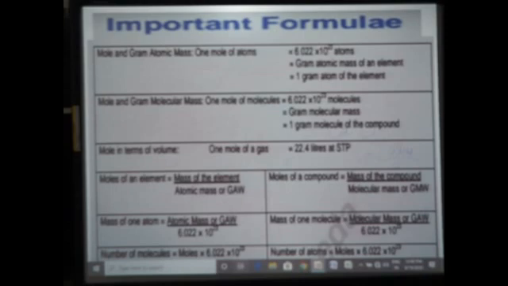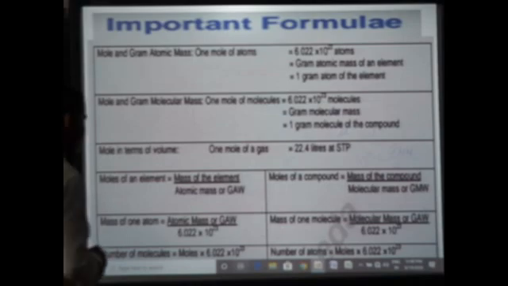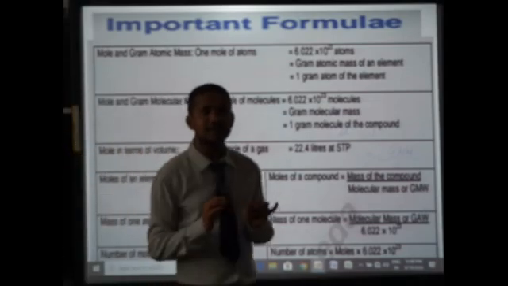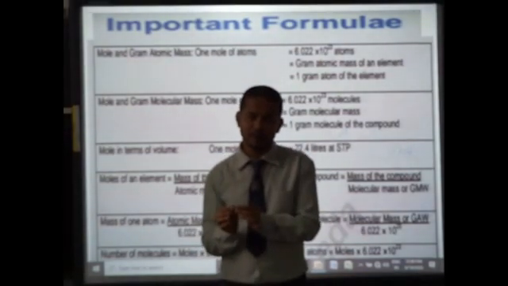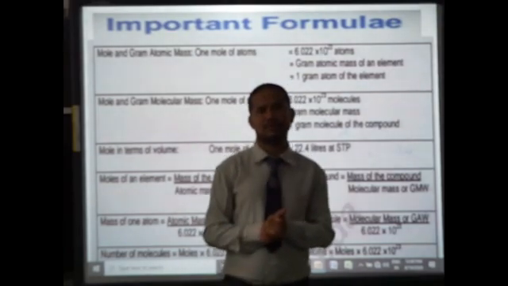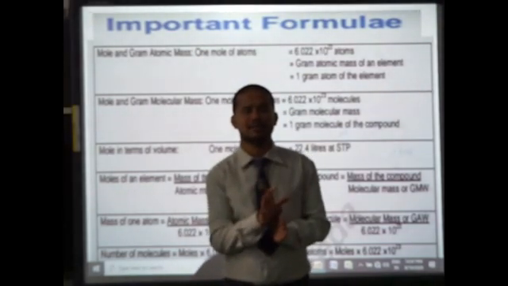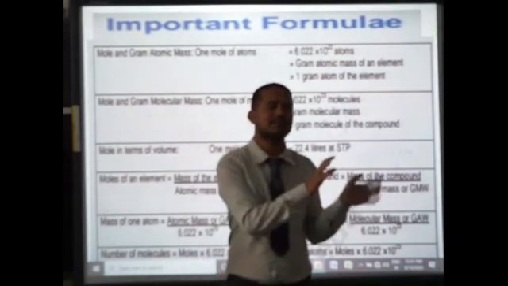Mole and gram molecular mass. 1 mole of molecules will have Avogadro's number of molecules. That is equal to gram molecular mass, that is equal to 1 gram molecule of the compound. For example, if I say 44 gram of carbon dioxide, so 1 mole of carbon dioxide is equal to 44 gram of carbon dioxide. 1 mole of a particular compound is equal to molar mass, the gram molecular mass of that compound.